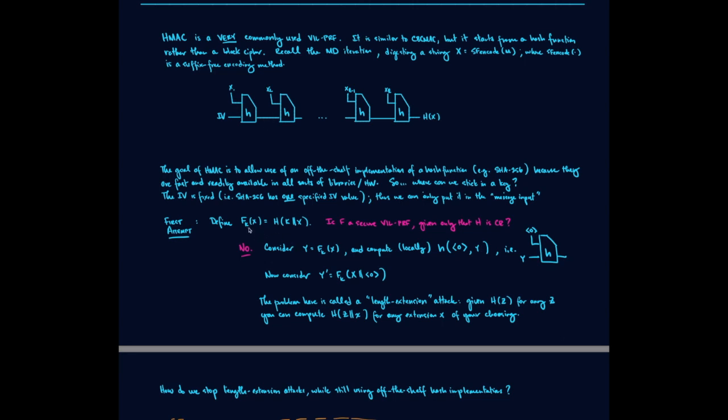So if you let f sub k of x be exactly that, h with k in the front followed by x, and you ask, is this thing a secure variable input length PRF, given in particular only that h is collision resistant? The answer is no. In particular, we have this problem. It's kind of related to the prefix-free attack we saw for CBCMAC. These are called length extension attacks.